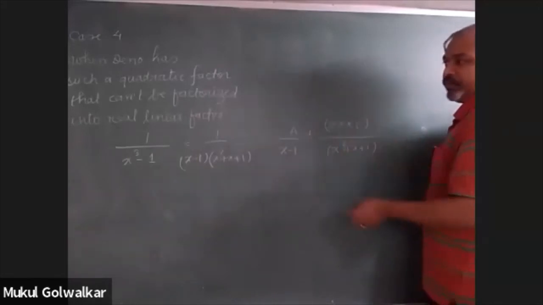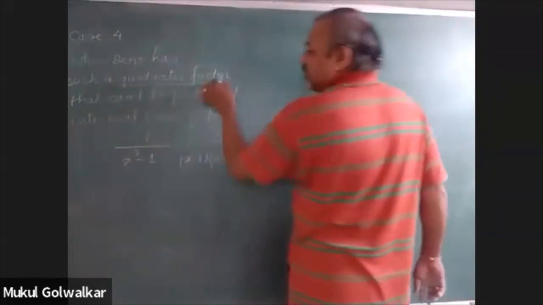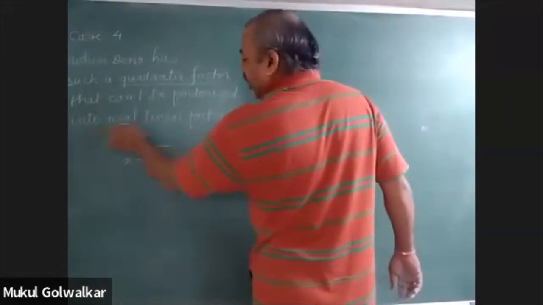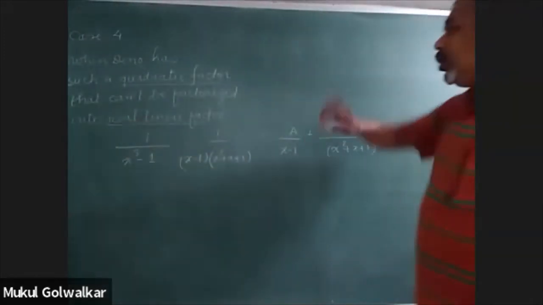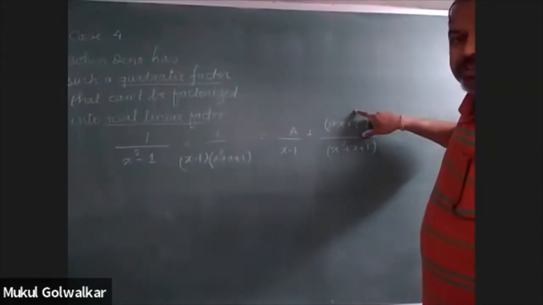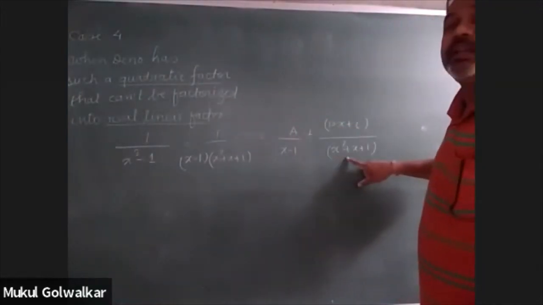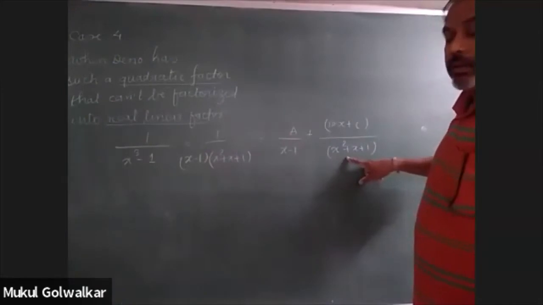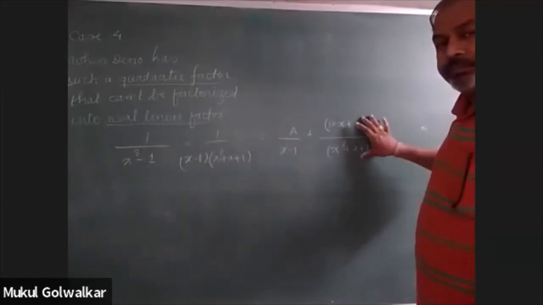So please pay attention. For such a quadratic factor which cannot be factorized into real linear factors, what should we write in the numerator? We should write a linear expression in the numerator for all such quadratics in the denominator. I hope you have understood this one. Yes, sir.